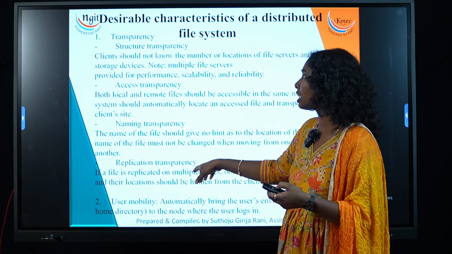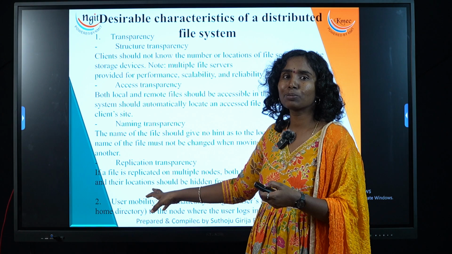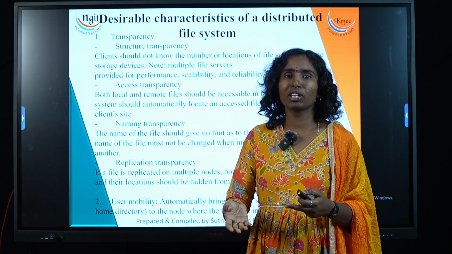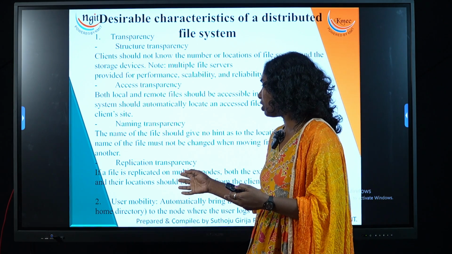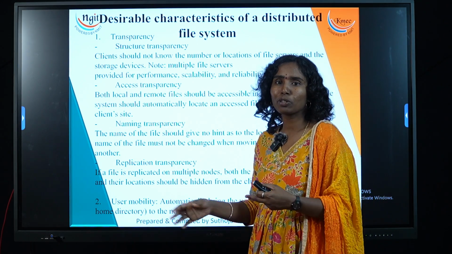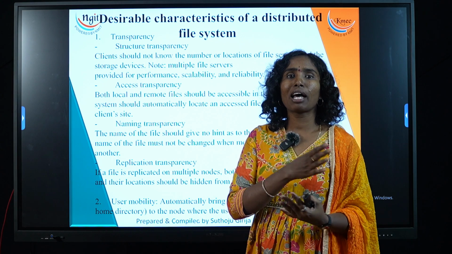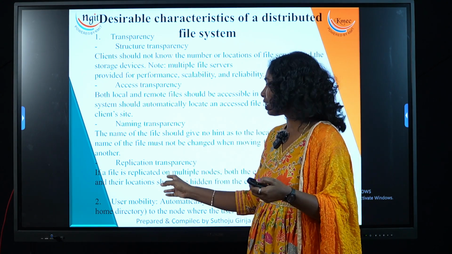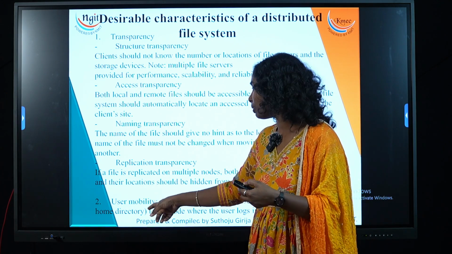Next, replication transparency. This is nothing but a copy of your existing file. Whenever any failure occurs or multiple nodes are taking your data, we should have multiple replicas of your file. For that purpose, we should have replication transparency.